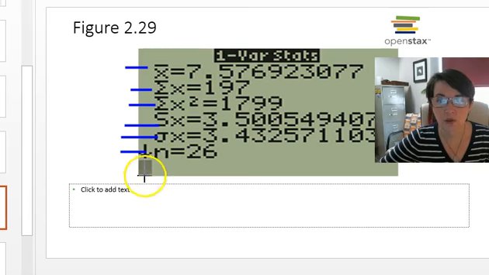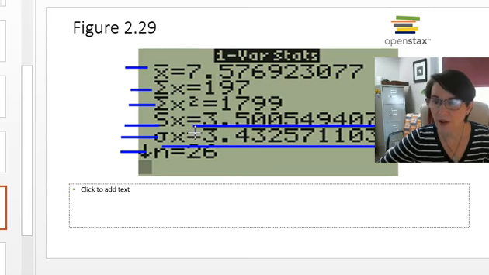This arrow means that you can scroll down and you can get some other information. I believe the range is there, or the minimum and maximum, some other things that you might be interested in. But this is the standard deviation of the population if it was a population, and this is the standard deviation if it was a sample.